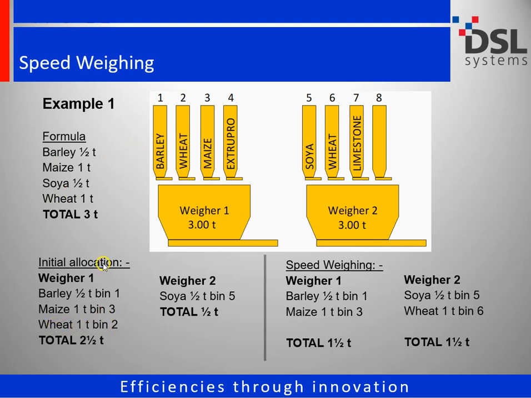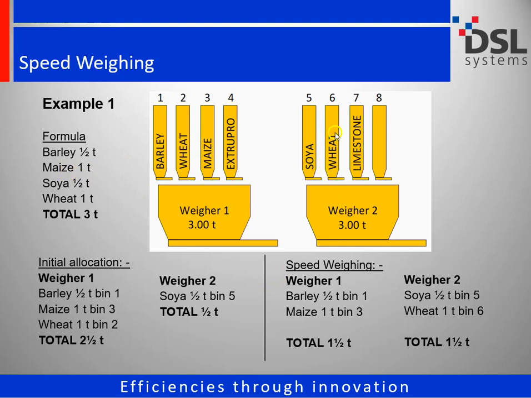So the initial allocation is a total of 2.5 tons on weigher 1 and a total of half a ton on weigher 2. Now that's not going to be very efficient because it's very likely that weigher 1 will take an awful lot longer to weigh these things up than weigher 2. So what speed weighing does, it looks to see if any of those raw materials are on another weigher.